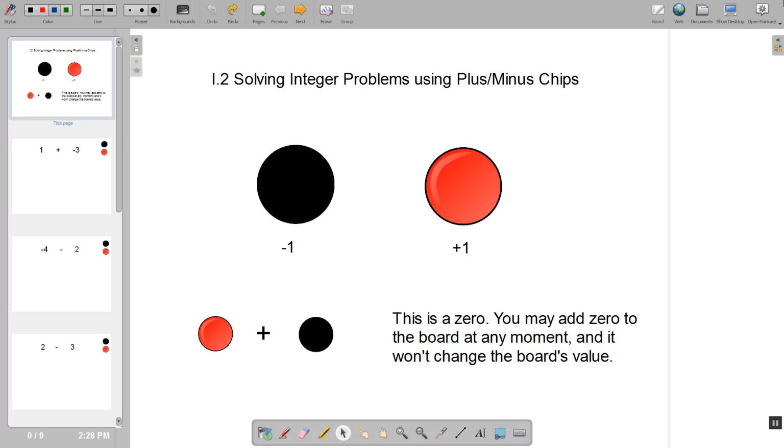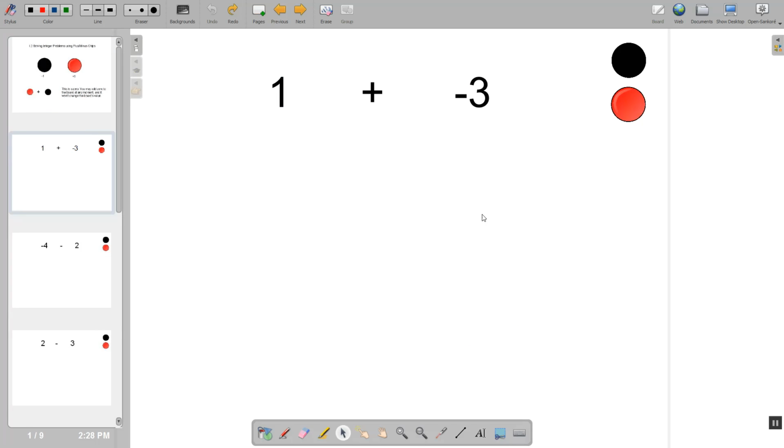Okay, so when we move back to these problems, as a reminder, we always want to break them down into 3 steps. Step 1, we always want to look at the first number that we're working with. Step 2 tells us if we're adding or taking away from the board. And step 3 tells us what we are adding or taking away from the board.